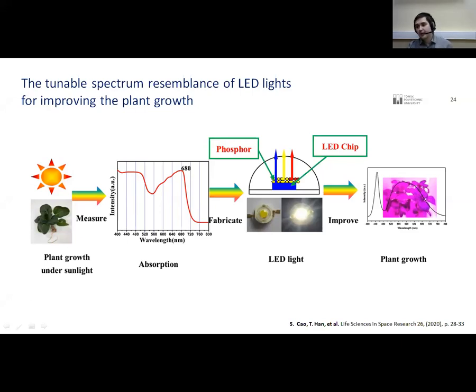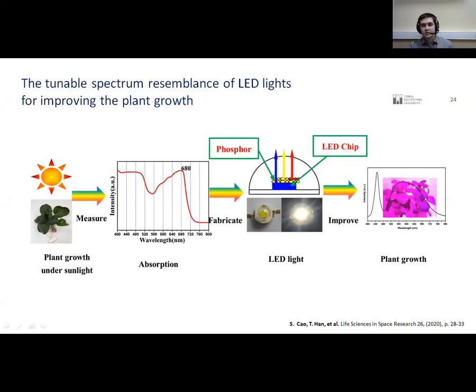So first of all, the scientists measured the absorption spectra of the Chinese cabbages. You can see it on the slide. The absorption spectra of the cabbages consist of two peaks. The first peak is located in the blue region. The second one is located in the red region. Especially, the maximum of this band is 680 nanometers.